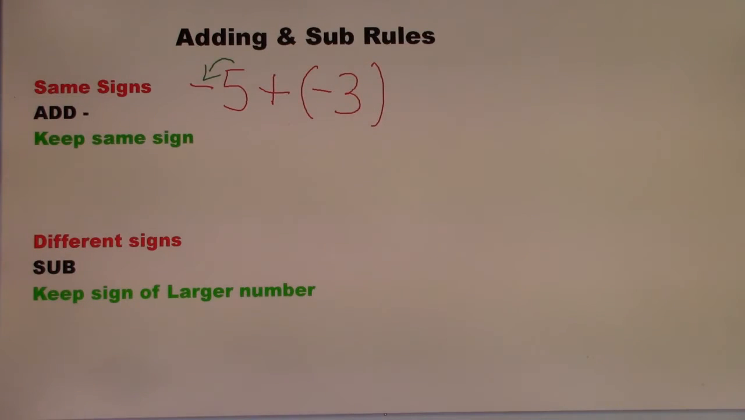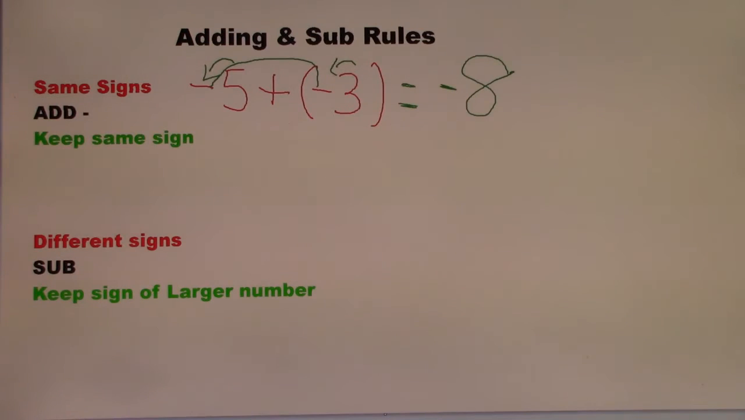Look at this 3 right here. Look to the left of the 3. What do we see? We see a negative. So these signs are what? They're the same, right? This is a negative, that's a negative. So when the sign's the same, what does it say? It says you add. If we add 5 and 3, what do we get? Of course, we get 8. And then it says keep the same sign. That means you keep the sign negative. So that means your final answer would be negative 8.